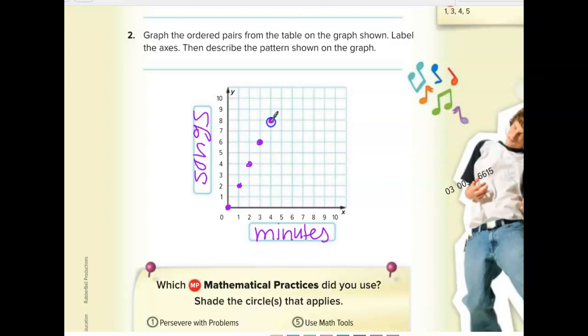Okay, do you notice how you have a straight line? But you have a straight line exactly, right? Because it had a constant rate of change. It always increased by 2 songs per minute. Okay? So if it has a constant rate of change, you're going to have a constant increase, or a constant line going up.